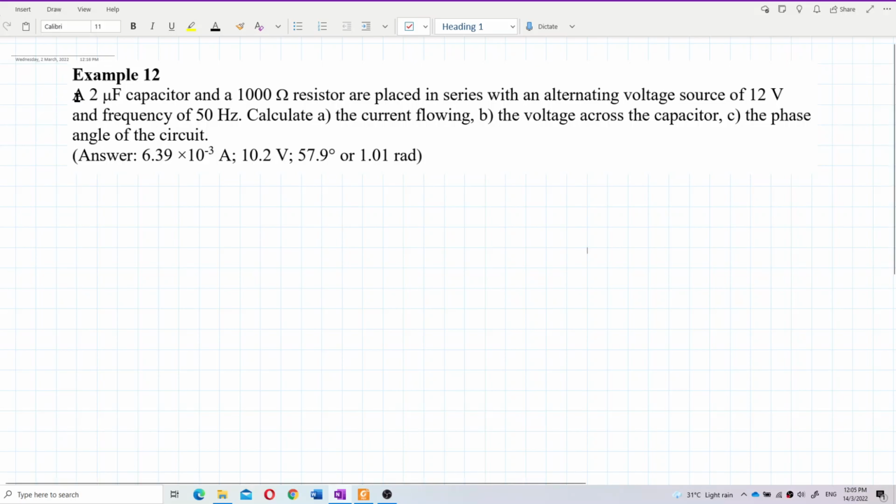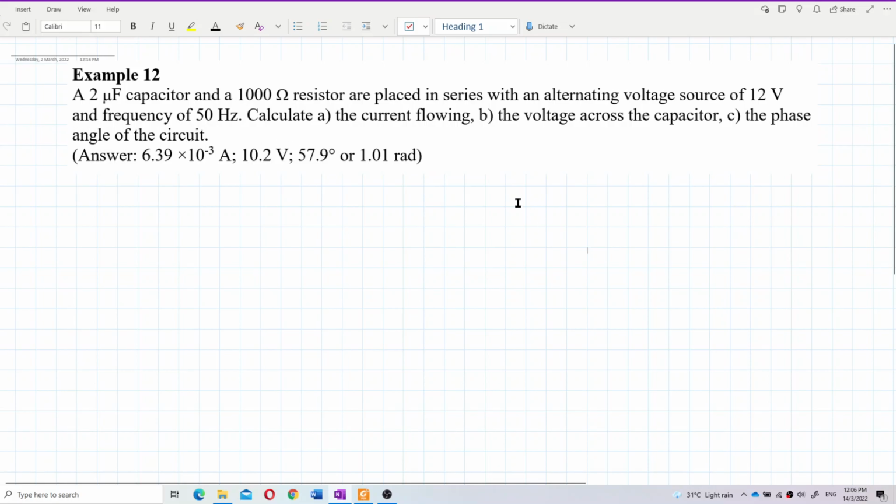Okay, a 2 microfarad capacitor and a 1000 ohm resistor are placed in series with an alternating voltage source of 12 volt and frequency of 50 Hz. Calculate the current flowing, the voltage across the capacitor, and the phase angle of the circuit.